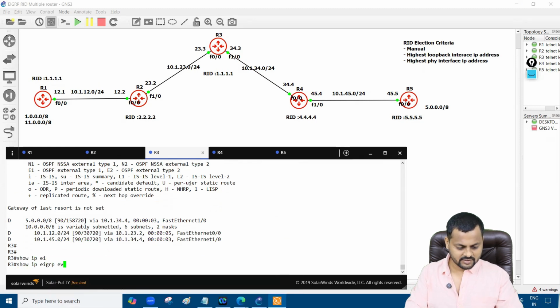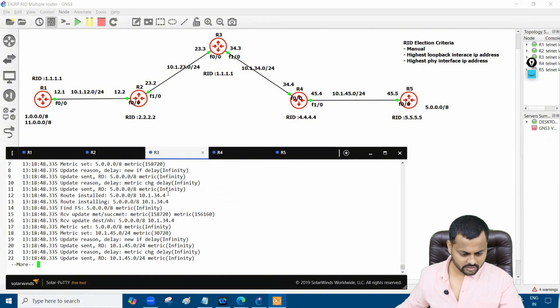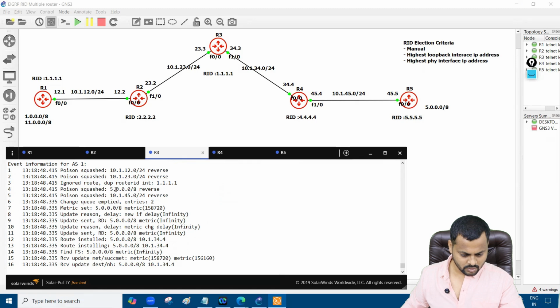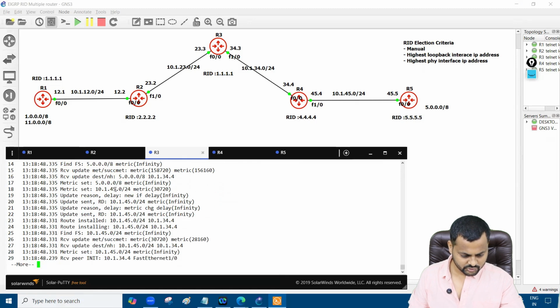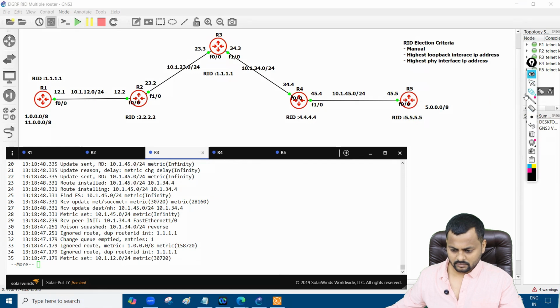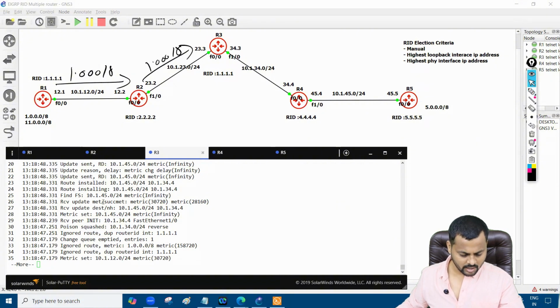So IP EIGRP events, they will show you the go on. And if you see, right, can you see that? So when R2 is sending the update to R3, right, this update is an internal route, right? What will R3 do? R3 will simply discard it.